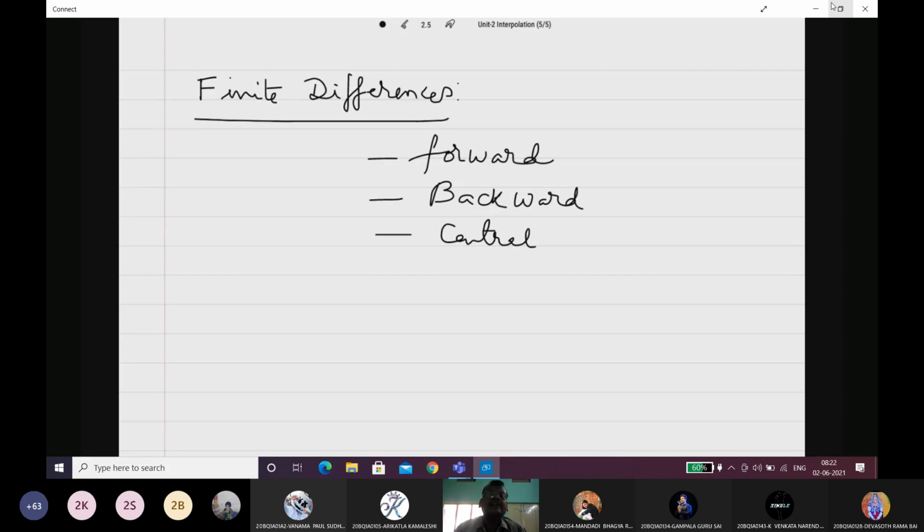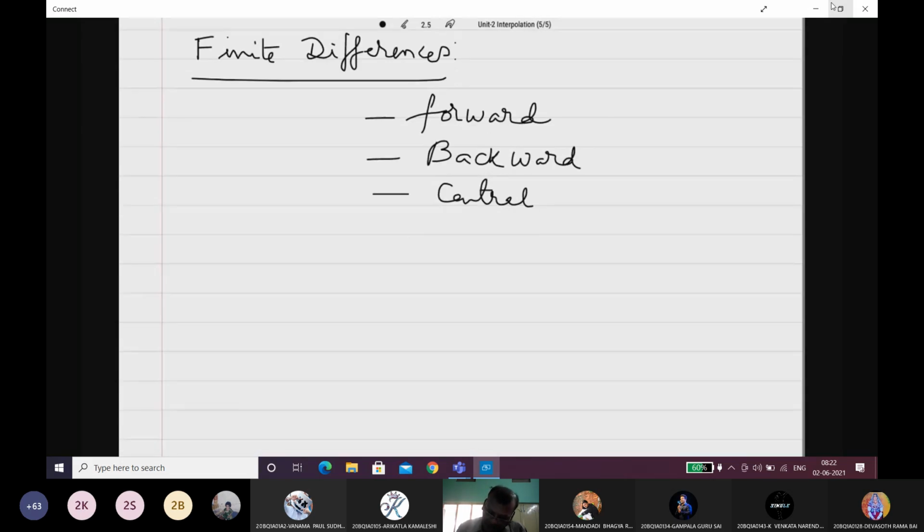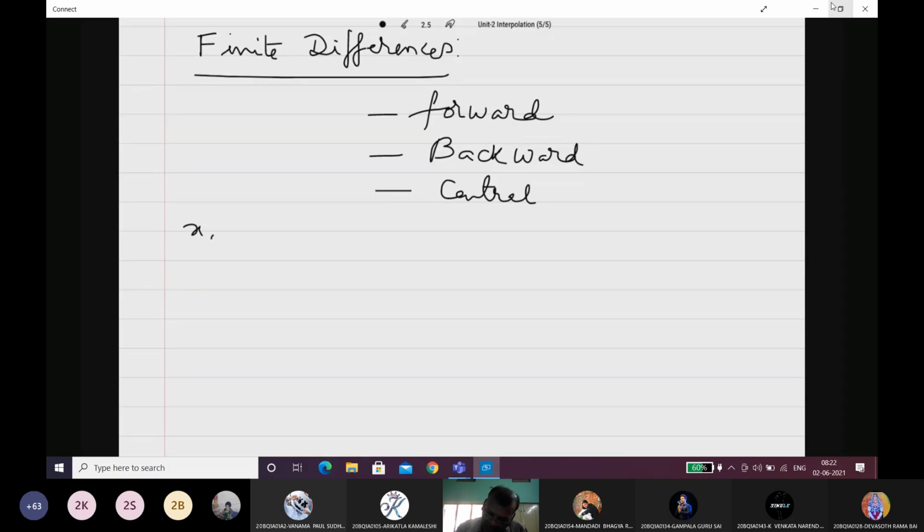We are defining the differences into three types. Suppose when we are defining x0, x1, x2, etc. Instead of these values of x0, x1, xn, suppose we take x plus h, x plus 2h, etc., x plus nh. Here h is called the interval of differentiating.